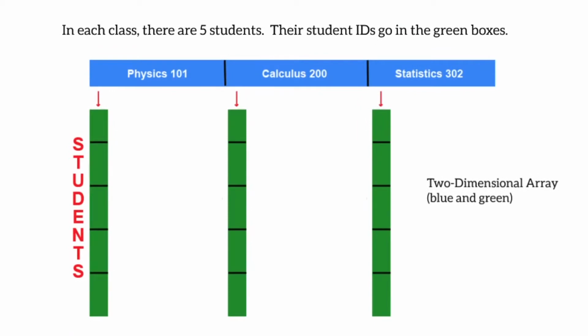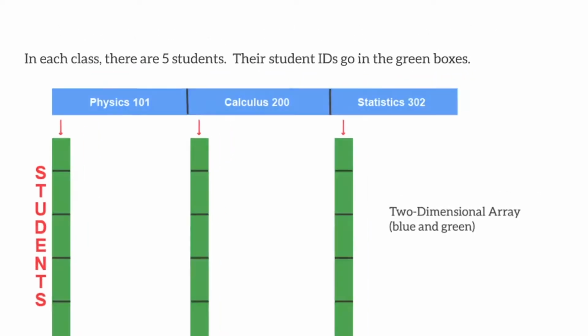In each class, there are 5 students, all identified with student ID numbers. This is a two-dimensional array. Essentially, it's an array of arrays. In other words, each element in the first array, physics, calculus, and statistics, has its own array, the students in each class. So far, so good?